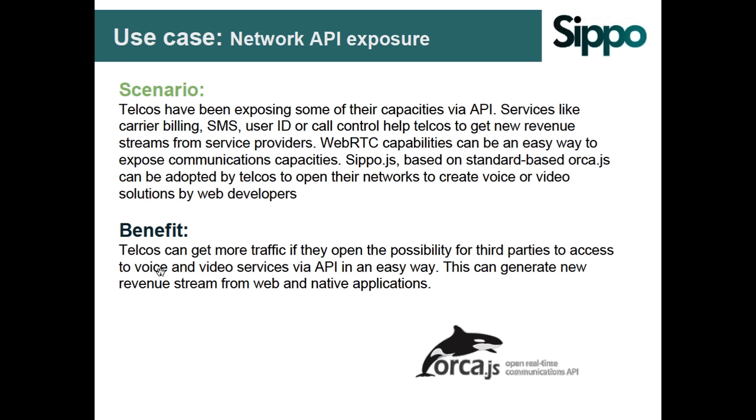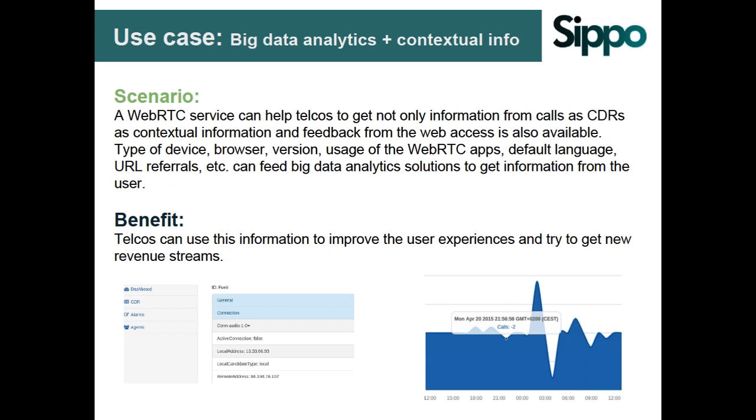We are following an initiative called orca.js. That's something that we are supporting, that is being adopted by different American telcos like AT&T, Verizon, Sprint, or CenturyLink. And the idea is to expose the same methods to give access to your network capabilities to web developers using WebRTC. Another possibility is to use all the data that you have.